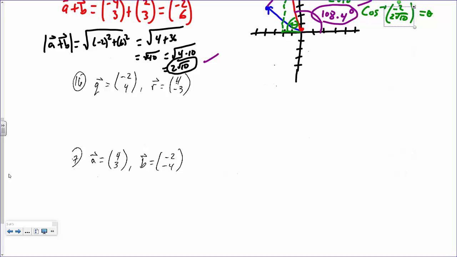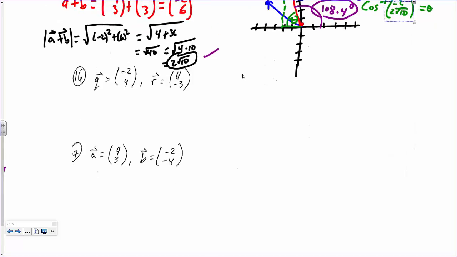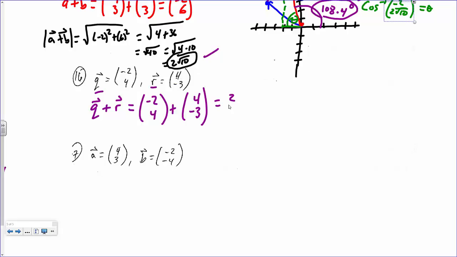I think we're down to the last two by the looks of things, so we're almost done with this test or review. So, okay, let's do this. We do the resultant, so we have to add the vectors. So vector q plus vector r, negative 2, 4, plus 4, negative 3. Negative 2 plus 4 is 2, and 4 minus 3 is 1. So nice, easy one, actually.